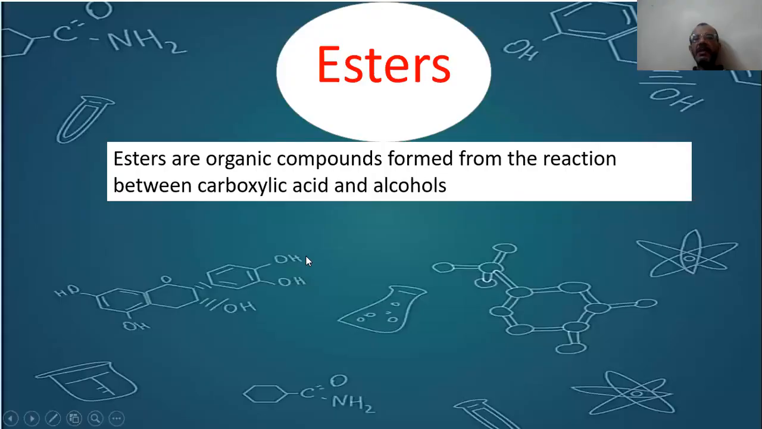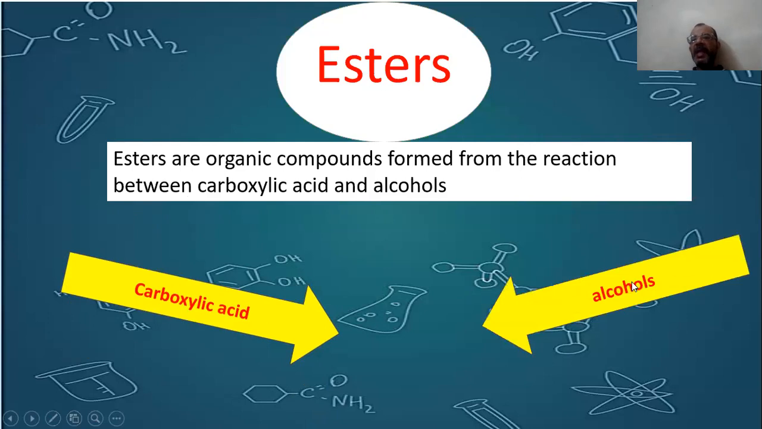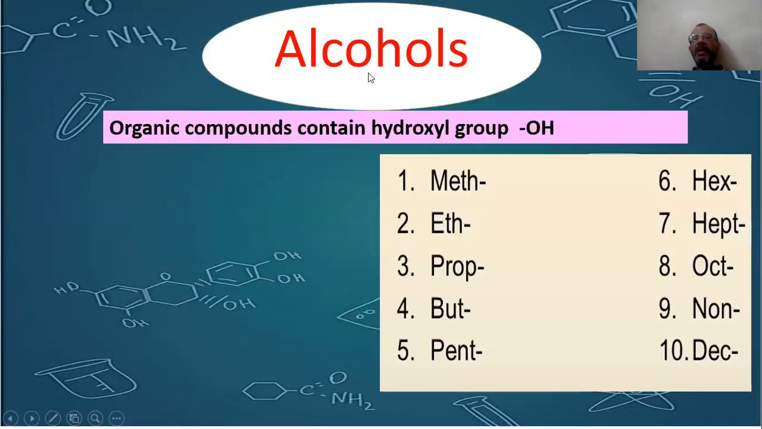What are esters? Esters are organic compounds formed from the reaction between carboxylic acid and alcohol, as I said. So if you have a carboxylic acid that reacts with an alcohol, they finally form what is known as an ester. How can we name esters? First of all, let's learn how to identify and name alcohols.